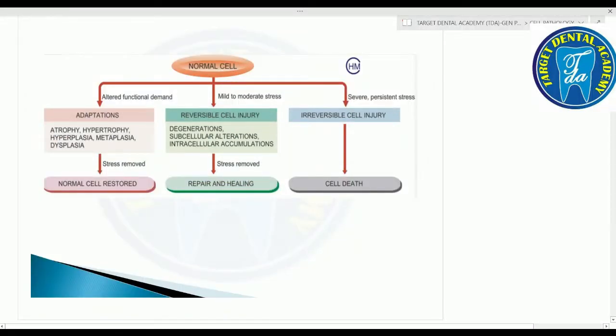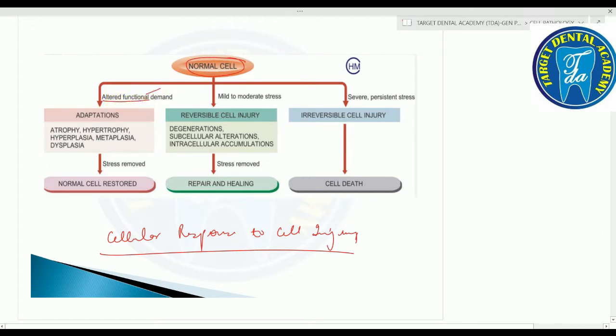Let's discuss the common cellular response to cell injury. This is the basic cellular response. See, this is the normal cell. When there is altered functional demand, it leads to certain cellular adaptations, which include hypertrophy and atrophy, which mean increase or decrease in the cell size. Hyperplasia means increased number of cells. Metaplasia means change of the cell from one type to another type. And dysplasia means changed phenotypic differentiation.